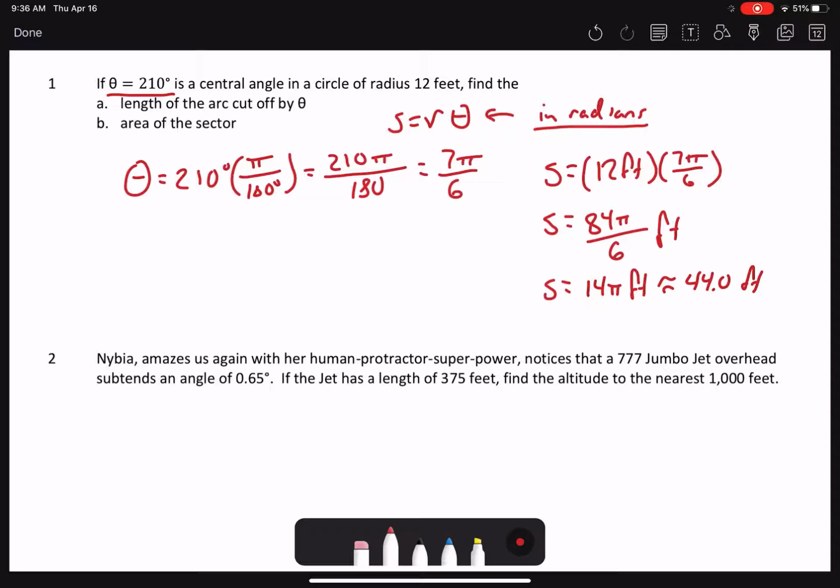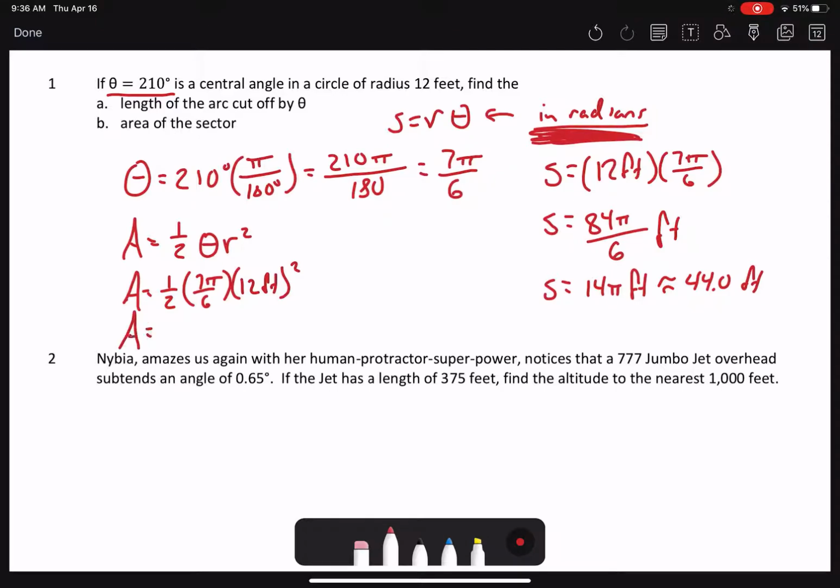Okay, if we were trying to find the sector area, it is equal to 1/2 theta times radius squared. Simple enough. Theta still has to be in radians. And so we say area is equal to 1/2 times theta, 7 pi over 6, times radius 12 feet, and we have to square that. And when I plug this all in, of course, 12 squared is 144. And so you get 144 times 7.